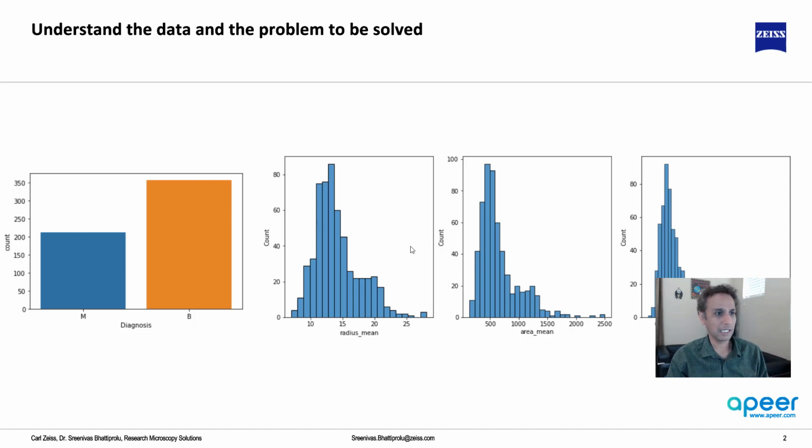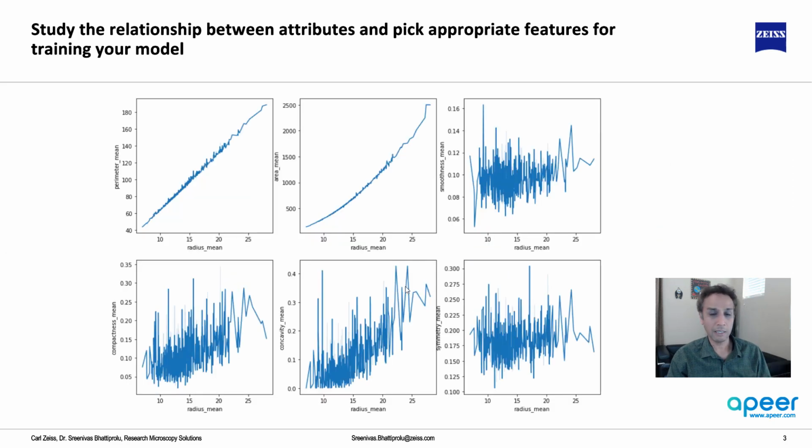And the other thing is you look at the data itself. How is it spread? What are the values, and how many data points do you have? All of this is very important. And the next step is looking at any relationships between the attributes that you have.